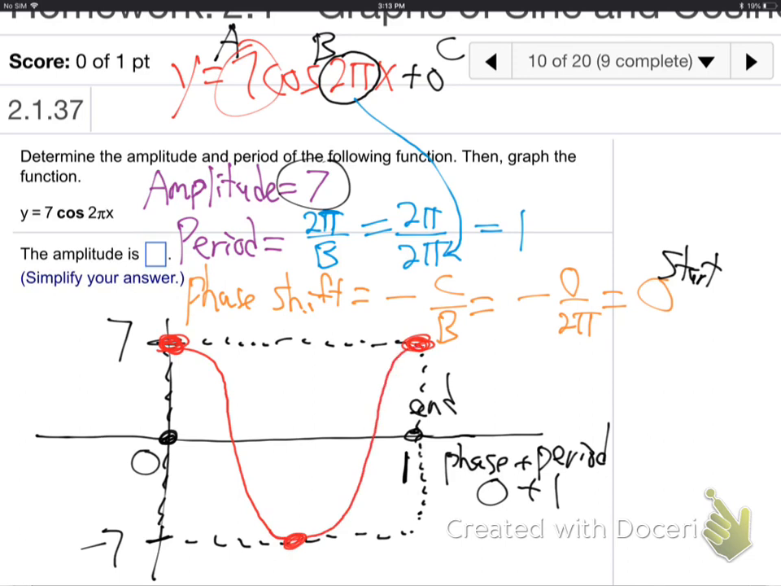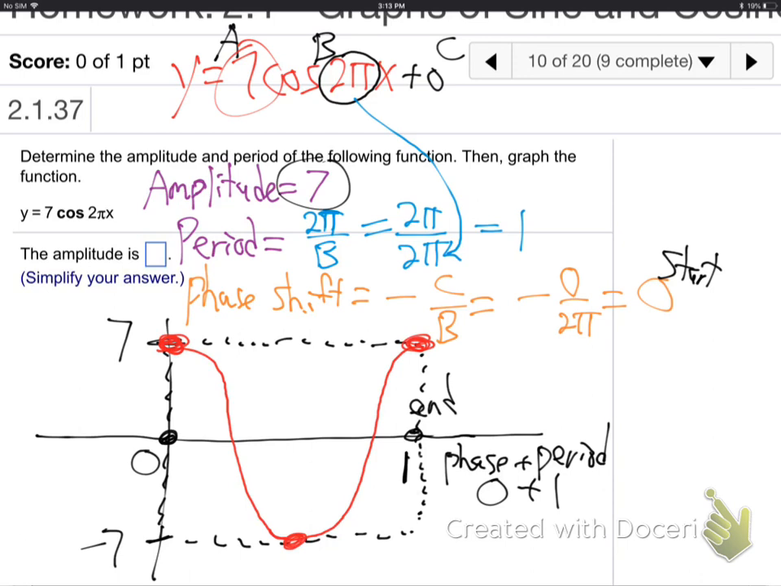There we go. And of course, that graph will go on forever to the right, forever to the left, but there's its first cycle in that box. Exactly. We good? You ready? None of these two cosine graphs have had a phase shift yet. So that's where we're going next.